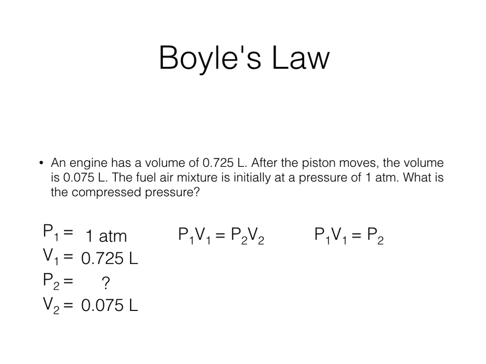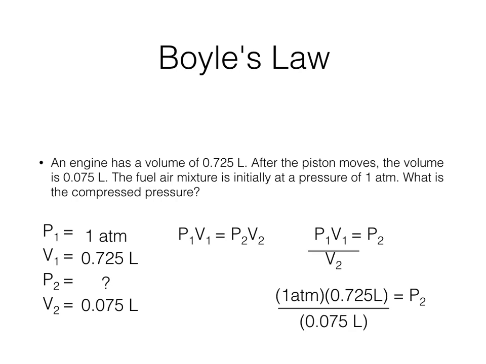Okay, we solved the algebra 1-2 problem. Divide both sides by volume 2 this time. Pressure 2 is pressure 1 times volume 1 divided by volume 2. 1 atmosphere times 0.725 liters divided by 0.075 liters. We've made the volume about 1/10 what it was before. So the pressure goes up to about 10 times what it was before, 9.67 atmospheres.